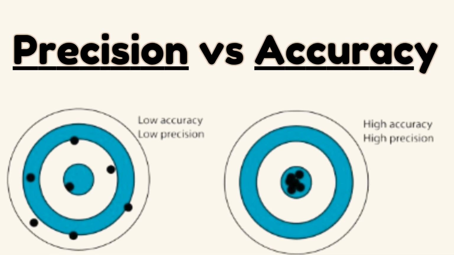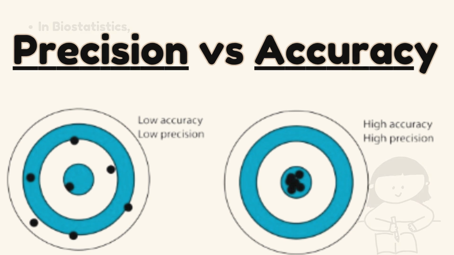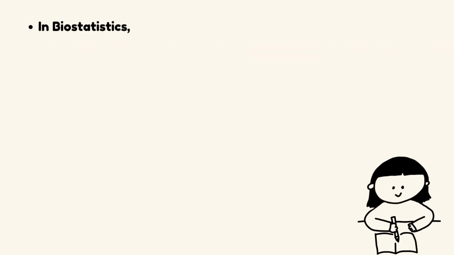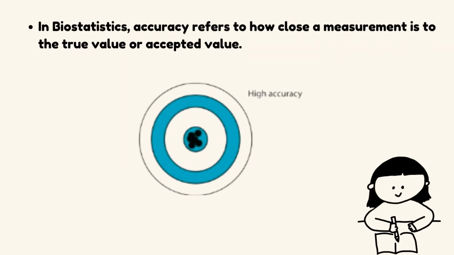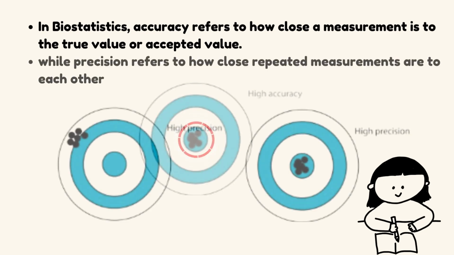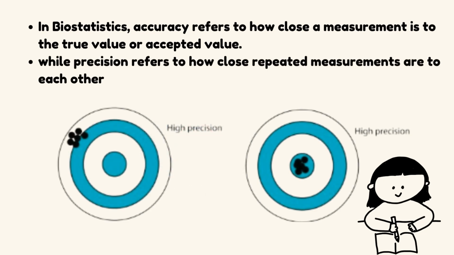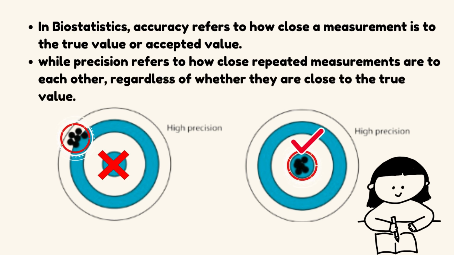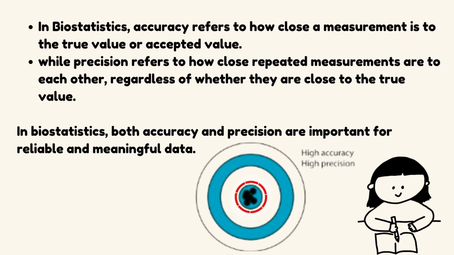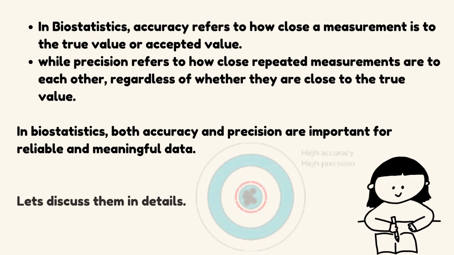Precision versus accuracy. In biostatistics, accuracy refers to how close a measurement is to the true value or accepted value, while precision refers to how close repeated measurements are to each other, regardless of whether they are close to the true value. In biostatistics, both accuracy and precision are important for reliable and meaningful data. Let's discuss them in detail.